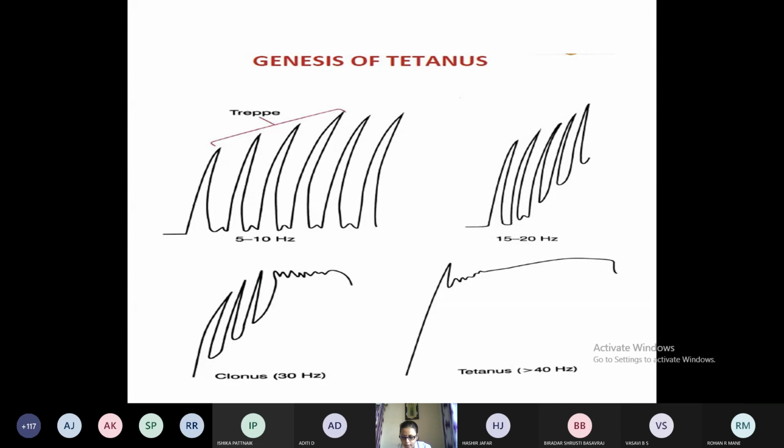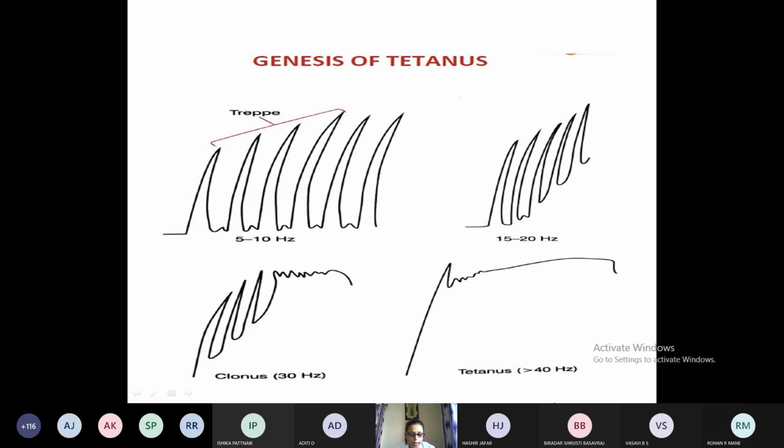But it has a disadvantage. It causes the occlusion of the blood supply to the muscle, and here the speciality of the Renshaw cell is that it keeps the stimulation rate maintained at a subtetanic level. So this is about how the voluntary muscle contraction rate is maintained.